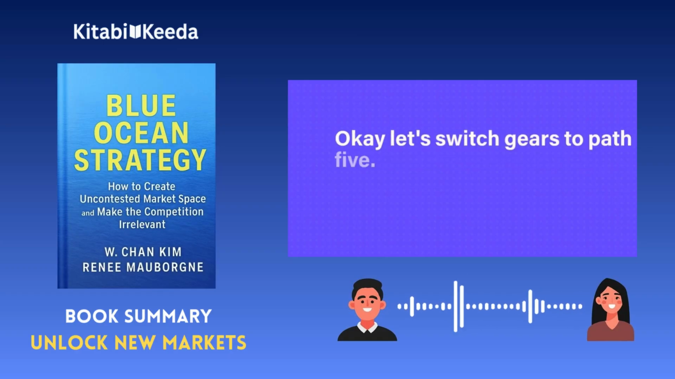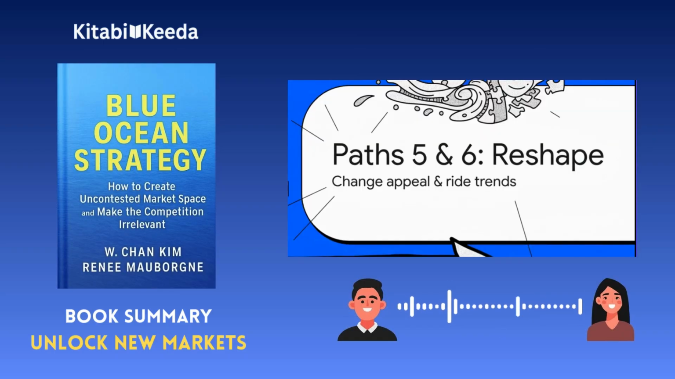Okay, let's switch gears to path 5. Look across functional versus emotional appeal. So most industries tend to compete on one or the other.